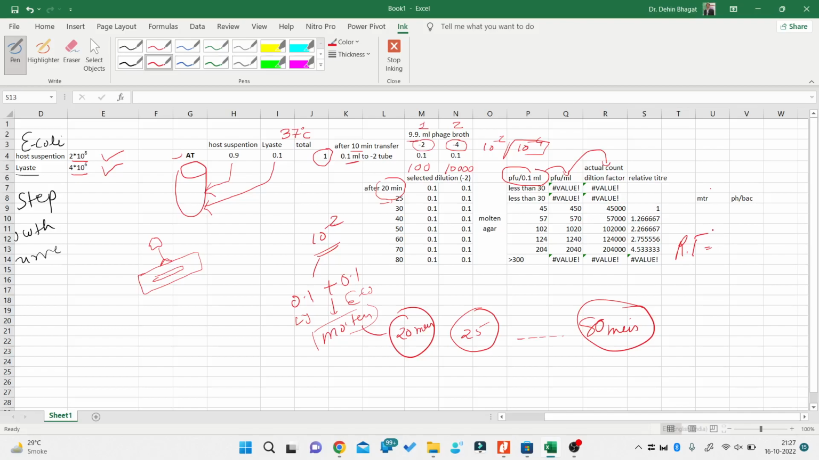So the next value is 57,000 divided by the eclipse value, that is 45. In the same way for the second, this divided by 45, this divided by 45. So you got these values. The maximum value is 4.53 at 70 minutes, and this is your burst size. This is how you have to find the burst size. You have to find the relative titer, and finally conclude your data in this way.